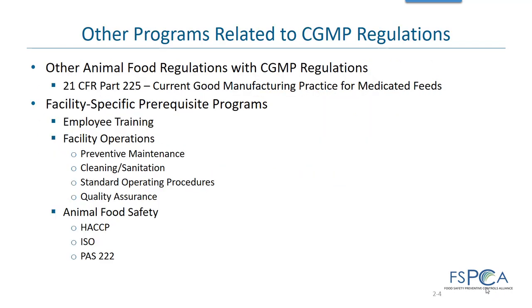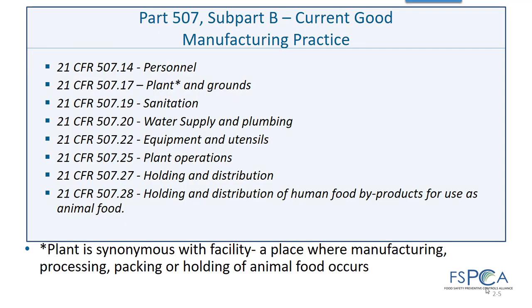So there are some other programs that are already in regulation and already established that relate to this CGMP program. For example, we have employee trainings or hygiene trainings that a lot of facilities already do, such as preventive maintenance, cleaning, sanitation, standard operating procedures. Almost every facility has a set of standard operating procedures that usually incorporate some GMPs into them already. And then, of course, we have things like HACCP, ISO, and PAS 222 that are also considered prerequisite programs that relate to these CGMPs and can probably intertwine with these CGMPs.